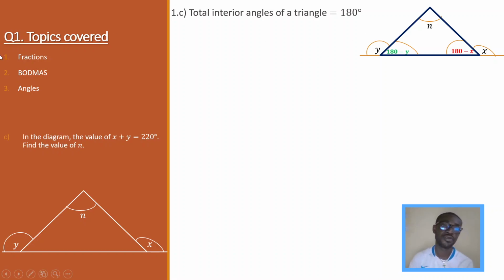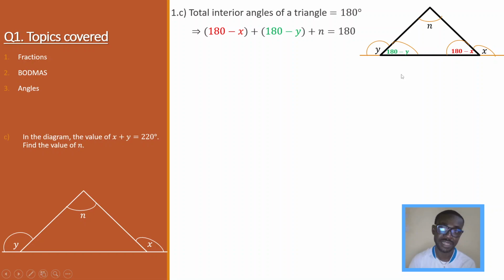I hope you're okay. So first, we used the idea that this y is here to get this angle here in terms of y. So we wrote this angle in terms of y. That is, when we subtract y from 180 degrees, we will get this angle here. When we subtract x from 180 degrees, we are also going to get this angle here. And we also know that the total angles inside of a triangle, when we add them up, we are going to get 180. So let's do that.